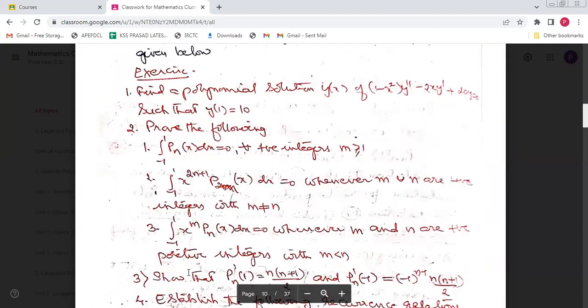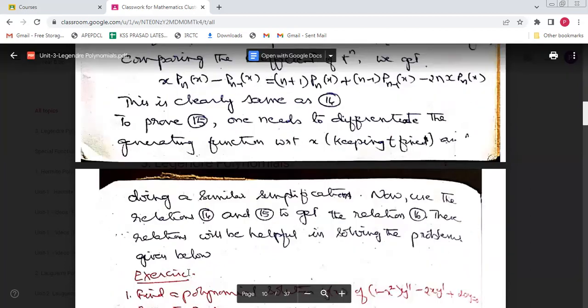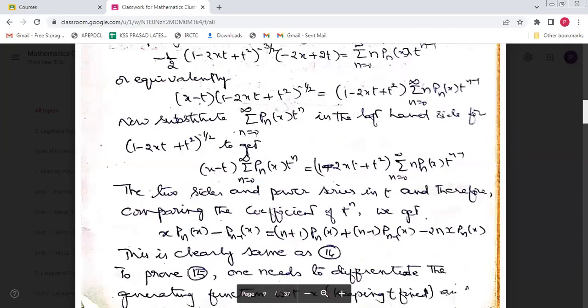Now to prove 15, we need to differentiate the generating function with respect to x చేస్తారు ఇప్పుడు. సో x దృష్ట్యా డిఫరెన్షియేట్ చేస్తే x Pn of x minus Pn minus 1 of x equal to n plus 1 into Pn of x. రెండు వైపులా వీటిని ఇంకా కంపేర్ చేసుకుంటే చాలా జాగ్రత్తగా మనకు ఈ కావాల్సినటువంటి ఈ రికరెన్స్ రిలేషన్ అన్నది ఏర్పడుతుంది.